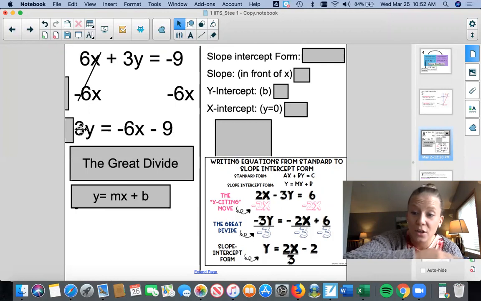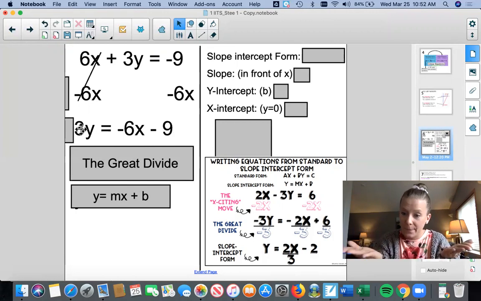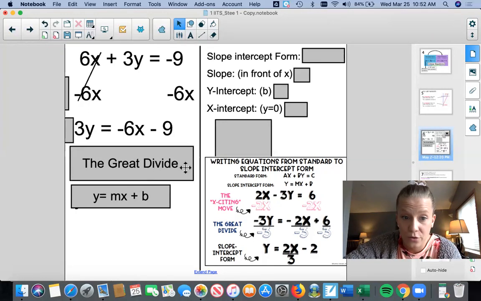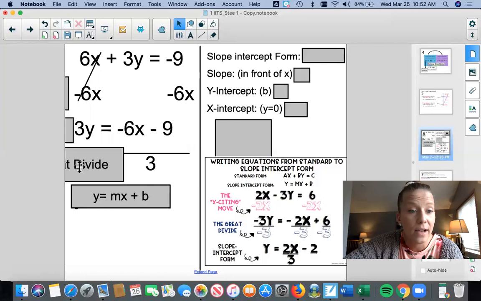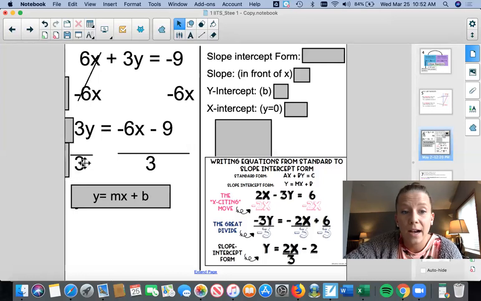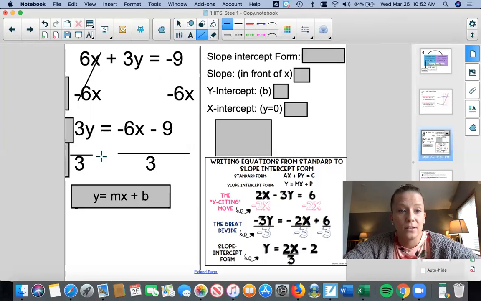So I actually need to go and divide everything by that number in front. The reason I have to divide everything is I have to keep the equation balanced. So I have to divide every single thing, every number by 3. So this is the great divide. So when I divide 3 divided by 3, it actually cancels it out, leaving y by itself.